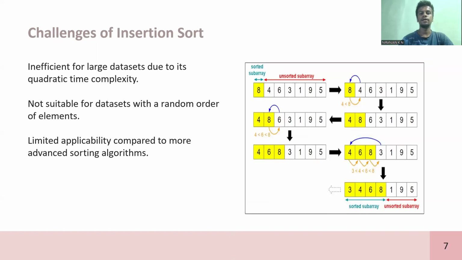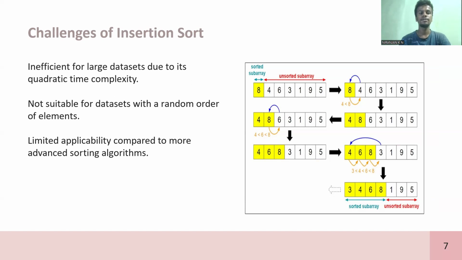So the challenges faced by insertion sort. It is inefficient for large datasets due to its quadratic time complexity. Which means it cannot be applied to large datasets as it consumes more time and is more complex.